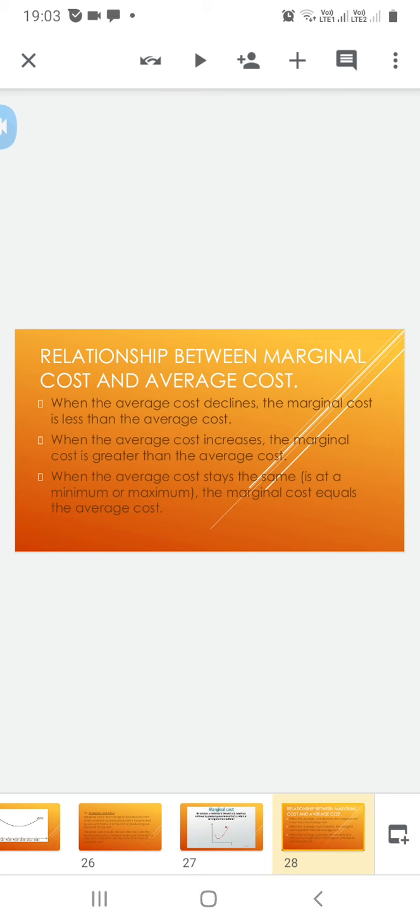When the average cost declines, the marginal cost is less than the average cost. When the average cost increases, the marginal cost is greater than the average cost. When the average cost stays the same, at a minimum or maximum, the marginal cost equals the average cost.